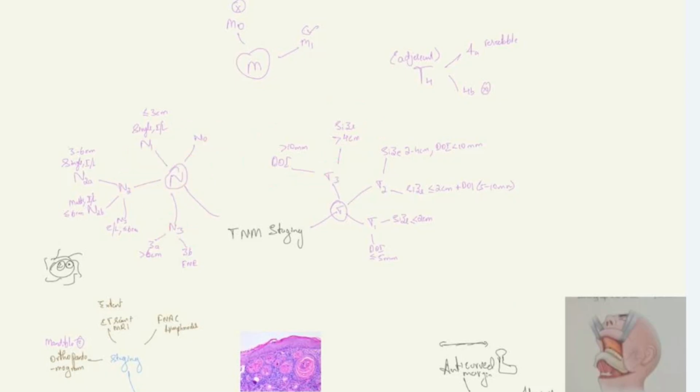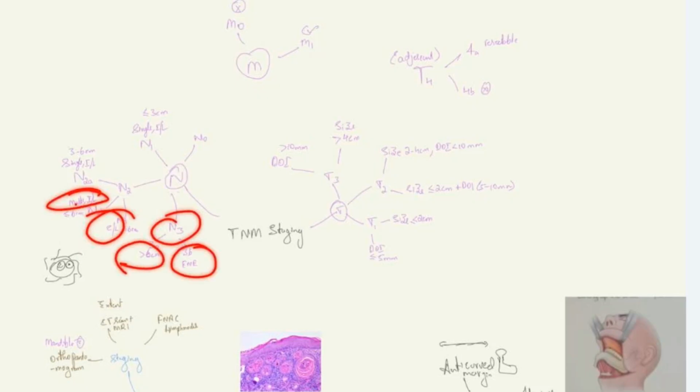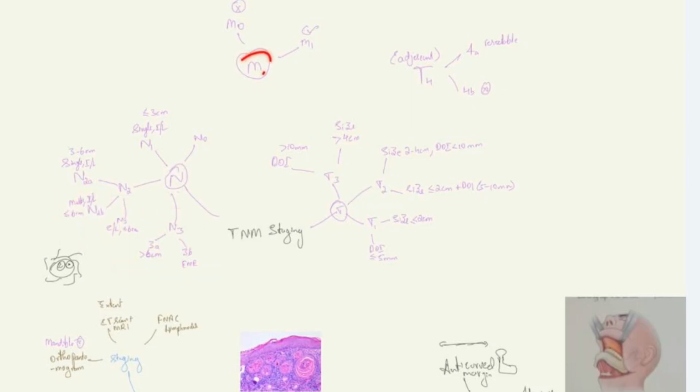If a single ipsilateral lymph node is involved and is less than or equal to 3 centimeters, it is N1. N2 is lymph node size between 3 to 6 centimeters, with involvement of ipsilateral multiple or contralateral lymph nodes. N3 is lymph node size more than 6 centimeters with extranodal extension. For metastasis, we saw M0 and M1. In M1, we see distant metastasis.